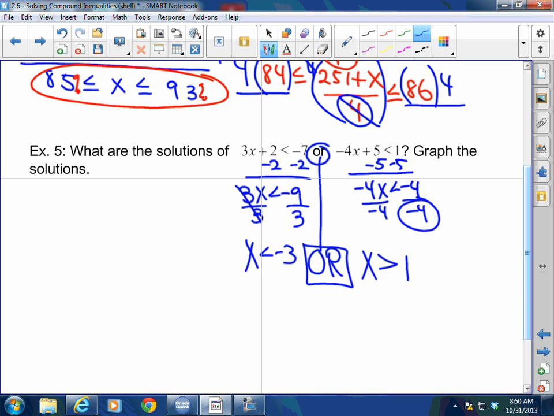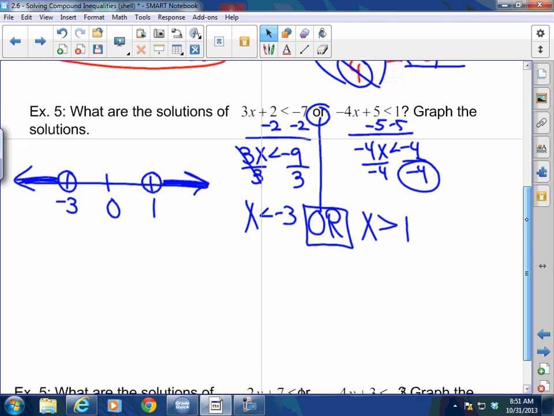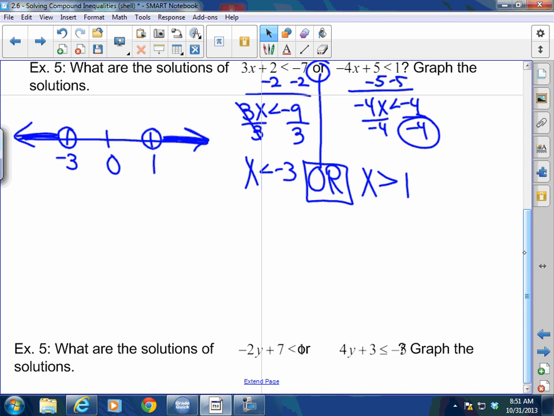Now, how do I graph this? You graph both of these together on the same graph. You have a negative 3 and a 1. X is less than negative 3, open circle to the left. X is greater than 1, open circle to the right. Talk to me, my friends. Does that make sense? Promise? Okay. You sure? Okay. Last one.